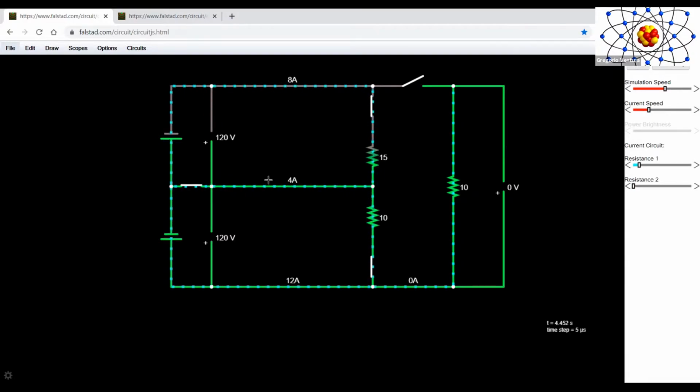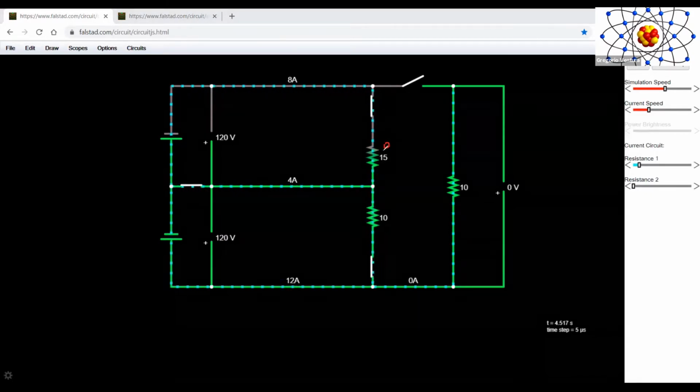But under abnormal conditions, like when we lose the neutral, then of course, because this one is rated, let's say, it is a device that is rated for 8 amps. This device is rated for 12 amps. Am I making sense when I say that this is rated? Okay, I'm just going to say that this is a value that doesn't change. So this is rated for 8 amps, and this one here is rated for 12 amps.